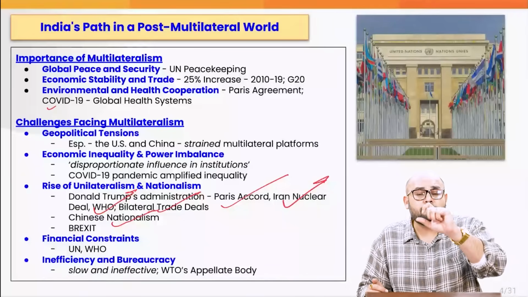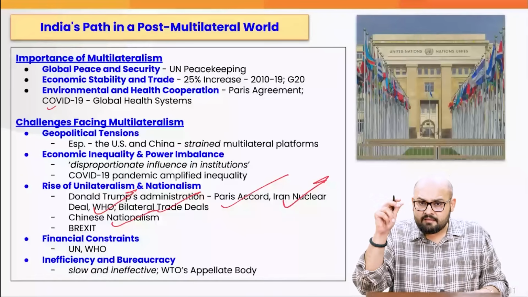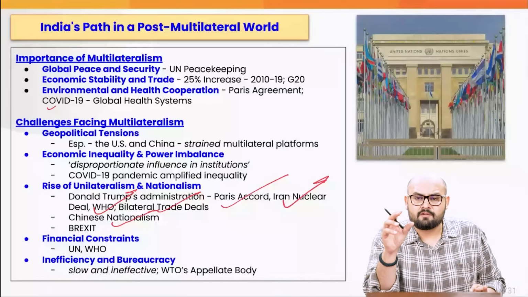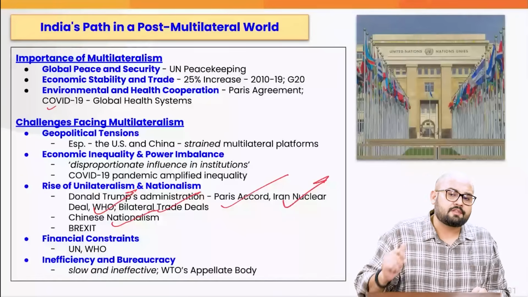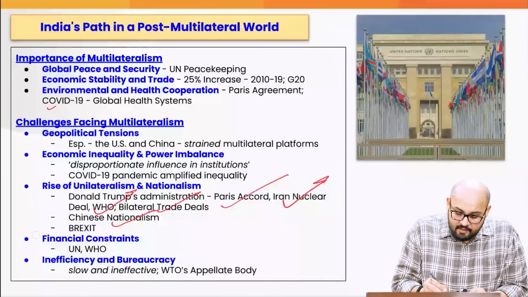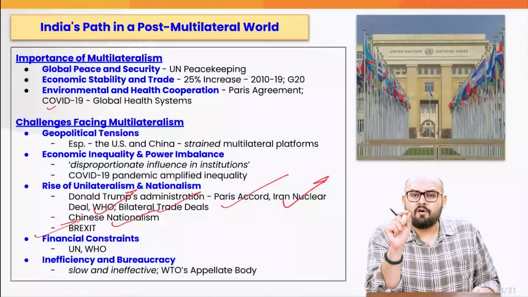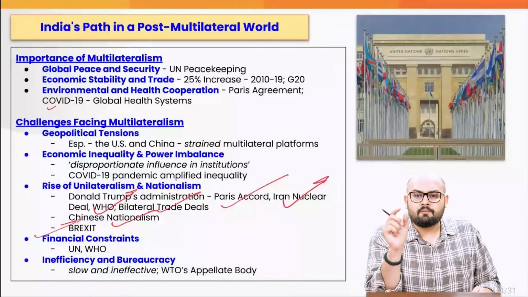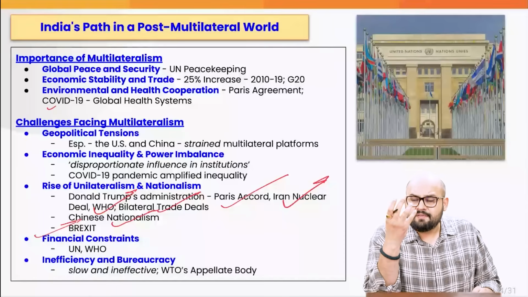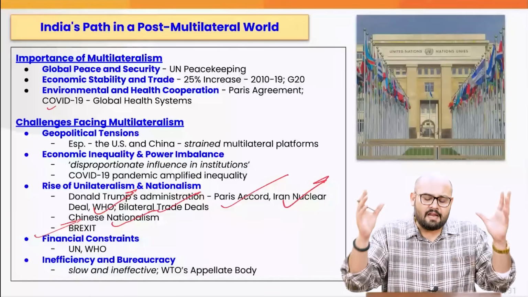And also in the Indo-Pacific, look at the broader context. In the Indo-Pacific, there has been the aggressive rise of China, primarily when we talk about the South China Sea, right? Now, next aspect is of Brexit. Why Brexit? Because the exit of the UK from the European Union signified the weakening of the European Union as an organization. Therefore, the weakening of the multilateral concept.